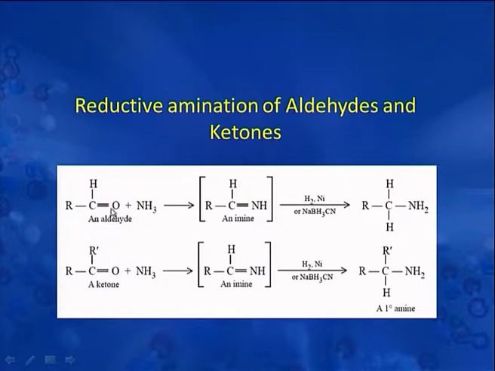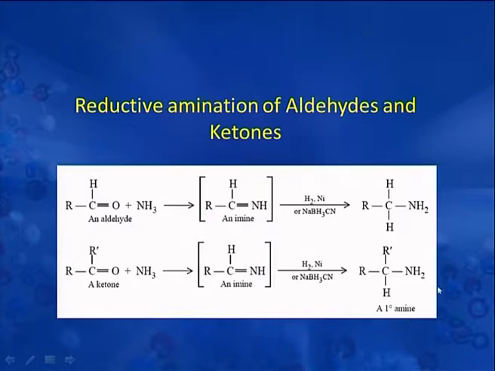Here you can see this is an aldehyde, which reacts with ammonia and forms an imine called aldimine. This aldimine upon further reduction produces a primary amine. Here it is a ketone; upon reaction with ammonia it forms an imine which is called ketimine, and this upon reduction forms again a primary amine.